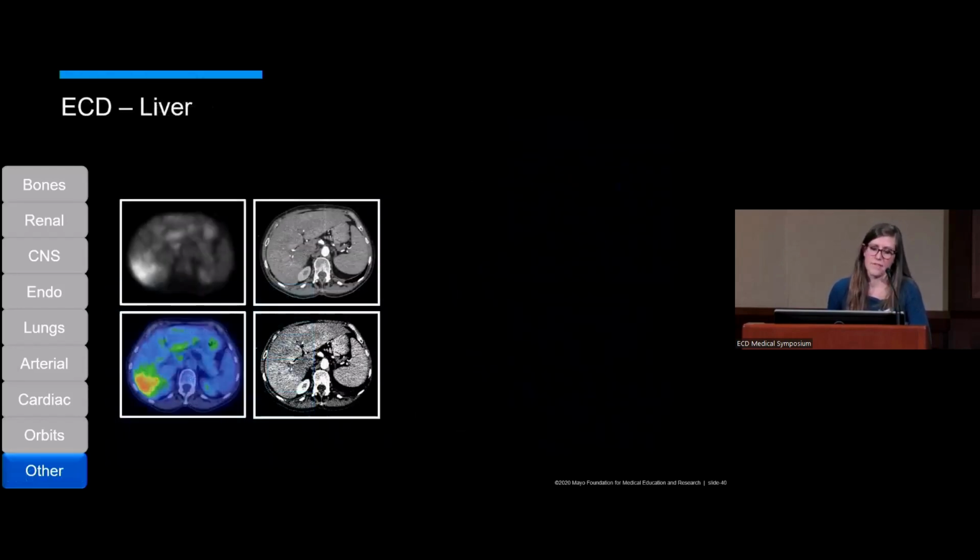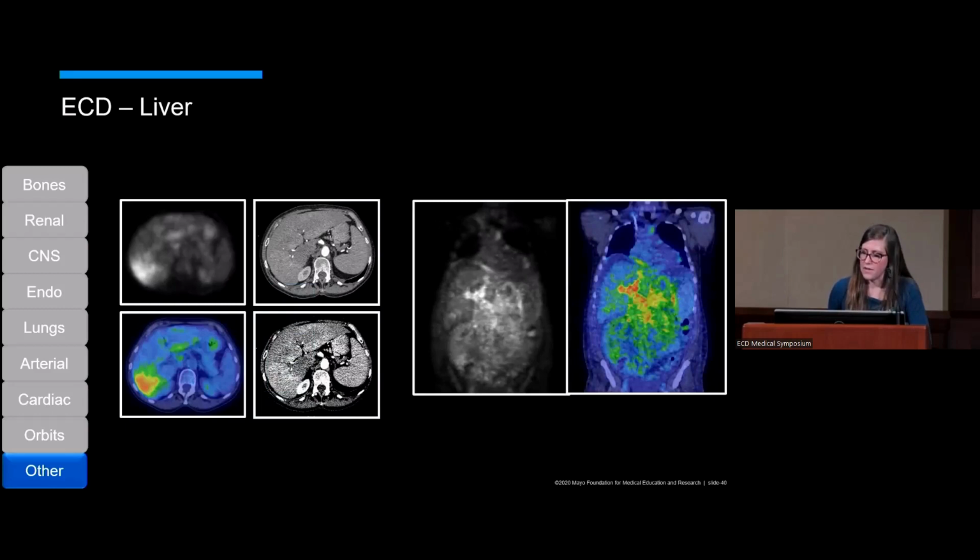Other rare sites of involvement, the liver. Here's an example of an FDG avid lesion in the posterior right hepatic lobe. That's pretty nonspecific, but in the setting of other findings of Erdheim-Chester disease, it can suggest involvement. And then also in this patient there's peribiliary FDG uptake, and also some FDG uptake surrounding the pancreas here as well.